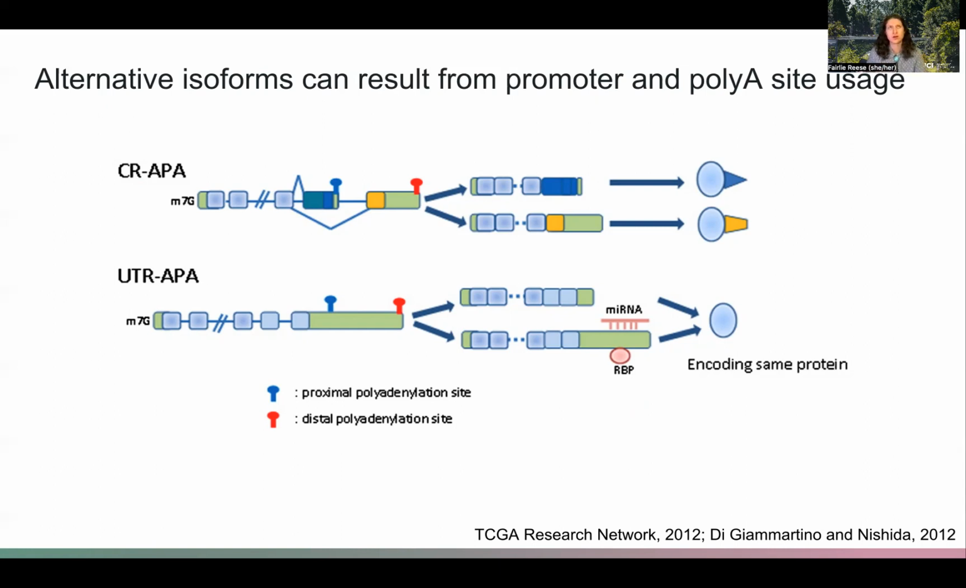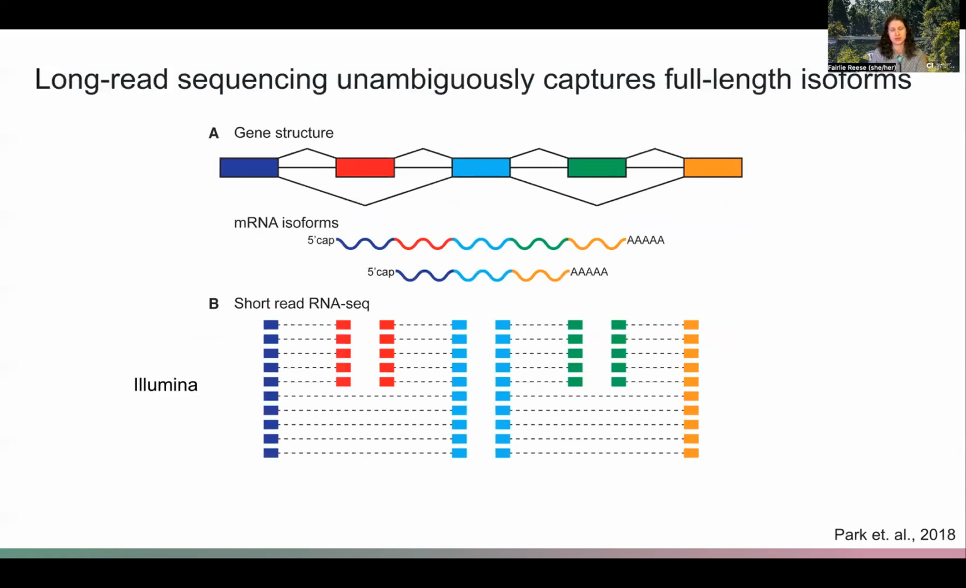To study alternative isoforms or full-length isoforms, we like to use long-read RNA sequencing. This is because short-read RNA sequencing figuratively and literally falls short of being able to profile these full-length isoforms. Consider the case where you have two isoforms that come from the same gene, one which contains the red and green exons and one which does not contain either. Short-read RNA sequencing can tell us which exons are right next to one another in the transcript, but cannot tell us that the red exon is always seen in the same transcript as the green exon.